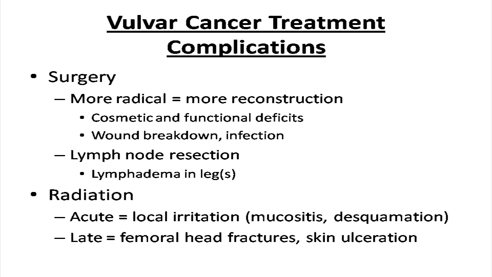Patients that undergo radiation are also at risk for complications. In the acute setting, during radiation and immediately after, a high likelihood of patients experiencing local irritation, such as mucositis, which is inflammation of the vaginal mucosa or the anal mucosa, or also squamous desquamation. Late, months to years after radiation therapy is completed, late complications could include femoral head fractures or skin ulceration.